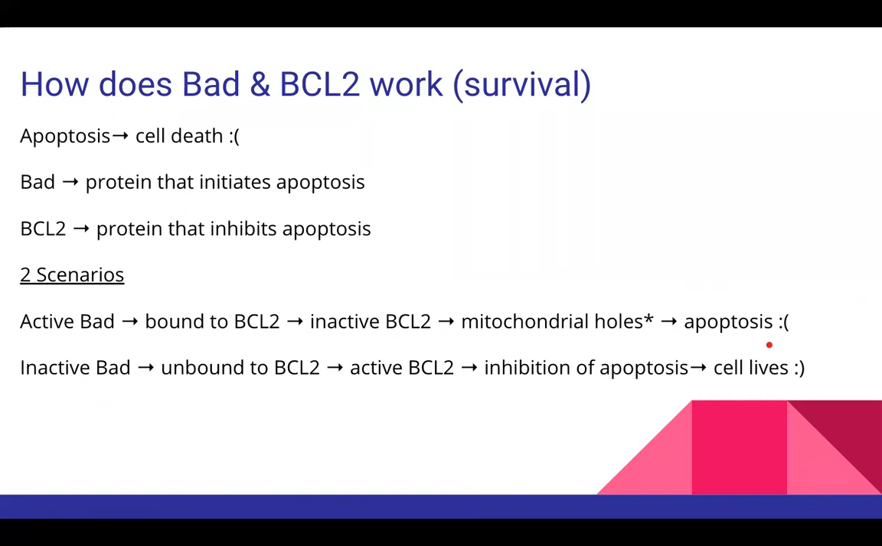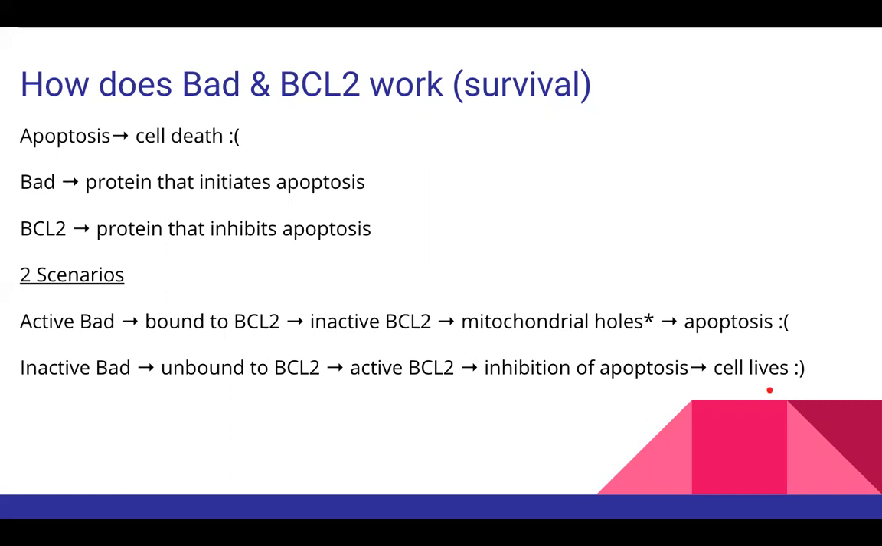And so the flip side of that is when the survival signaling pathway is working, and active AKT comes along and phosphorylates BAD, which makes it inactive. And then when BAD is inactive, it's not bound to BCL2 anymore. And so BCL2 is not bound to anything. So then it is active and it's free to go and inhibit apoptosis. And inhibiting apoptosis leads to cell survival. So the cell lives.